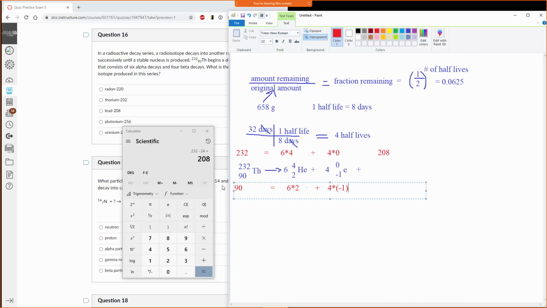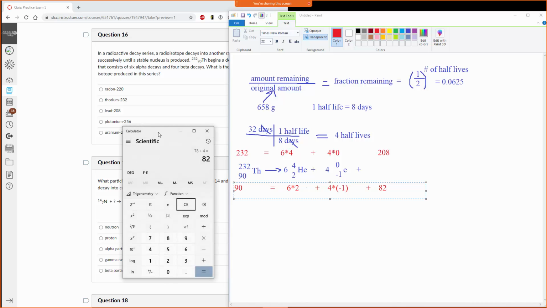Okay, and here I've got 6 times 2, and here I've got 4 times a -1. All right, so 90 equals 6 times 2 is 12, right? So subtract 12, and then 4 times -1 is a -4. So I have to add 4 to that to get, what I'm going to get here is 82.